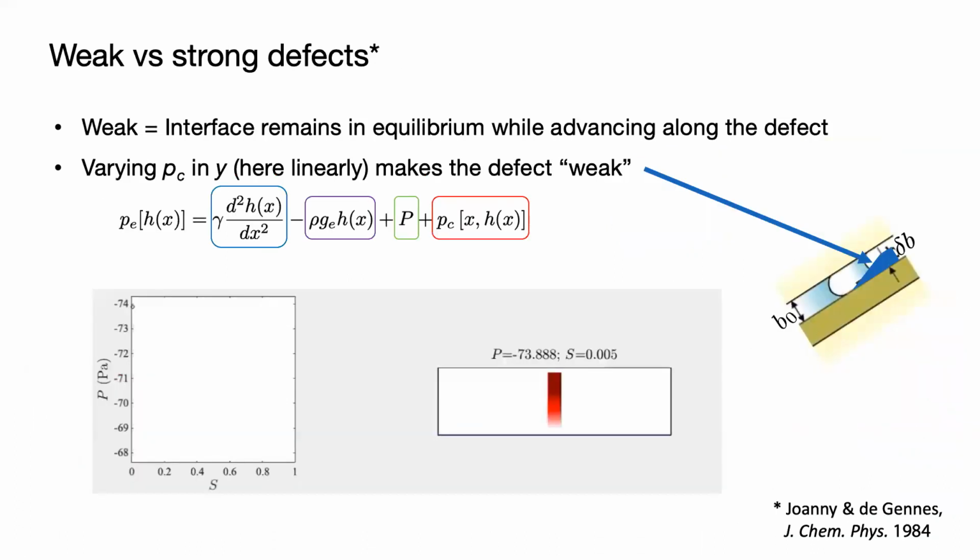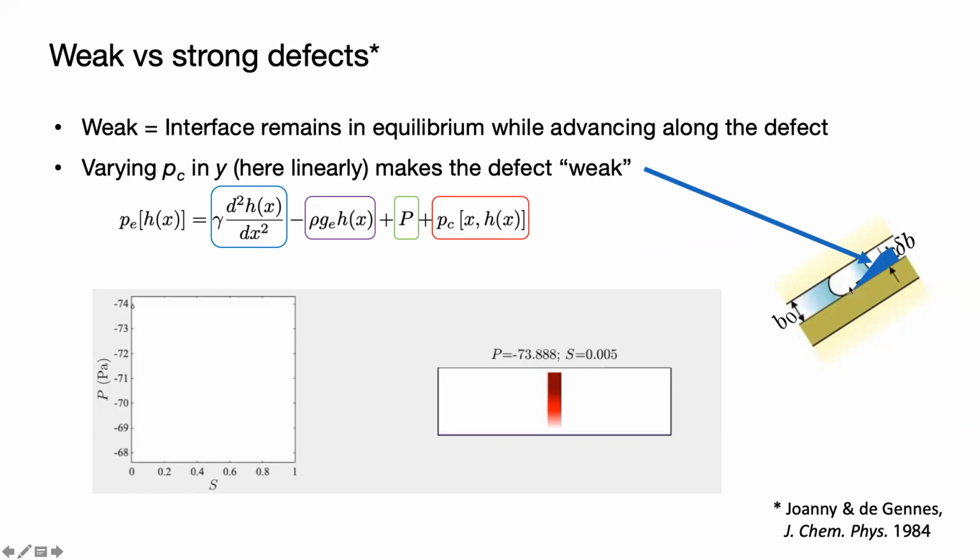Okay, now I want to do a detour before we go to the disordered medium and look at what we called a weak defect. So what I showed so far, this mesa-defect, is a strong defect. A weak defect is a term coined by Dejean a while ago, who made the distinction that a weak defect is one where the interface remains in equilibrium while it advances along it. And this can be achieved by varying this out-of-equilibrium curvature, capillary pressure term, in y, in the direction of advancement.